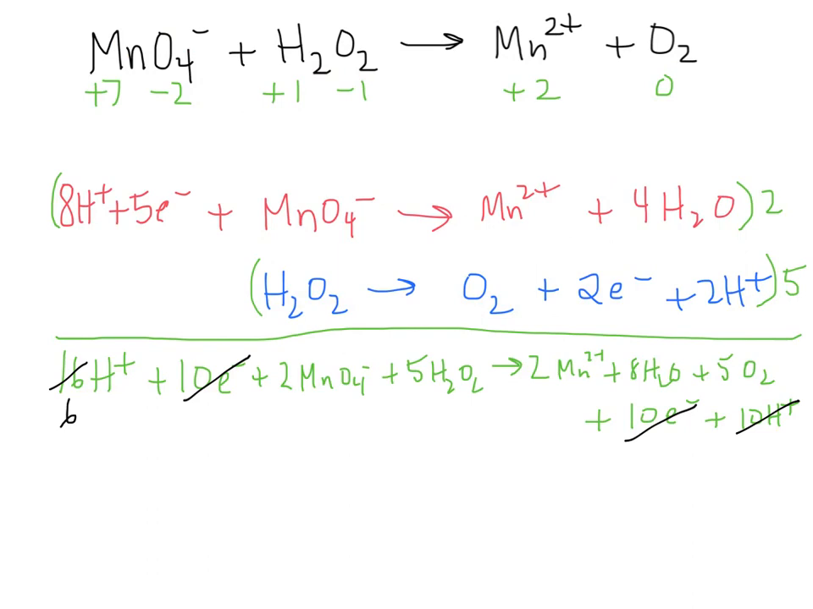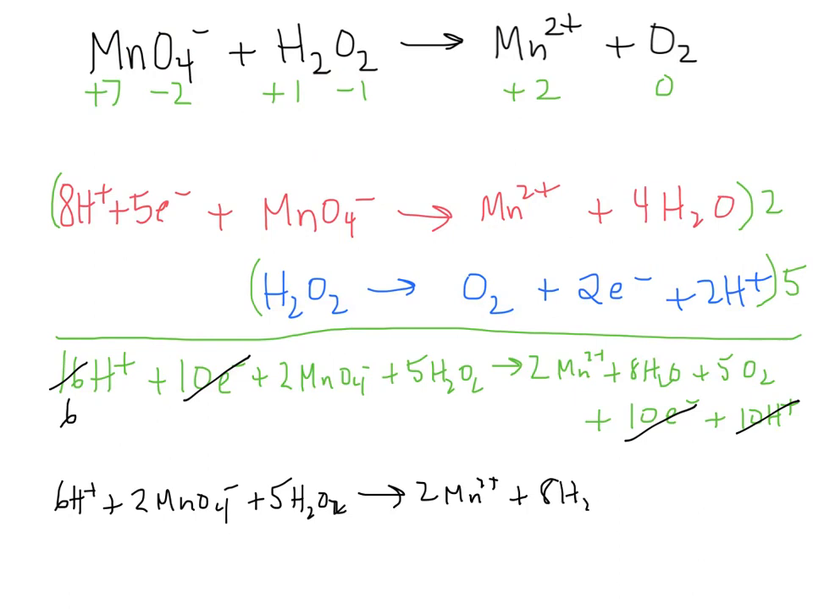Nothing else will cancel at this point, so then we can write our final answer, and we'll do our final answer in, well, let's just leave it as black. Why not? So we have 6 H plus, 2 permanganate ions plus 5 peroxide molecules reacts to form 2 manganese 2+ ions, 8 waters, and 5 molecules of oxygen gas.